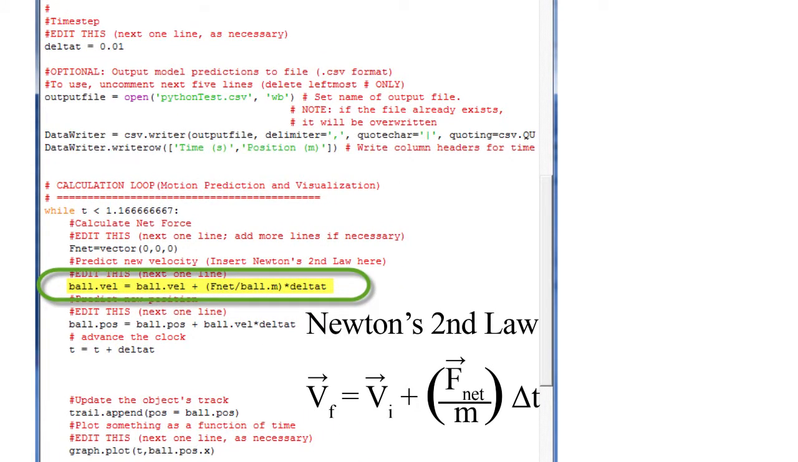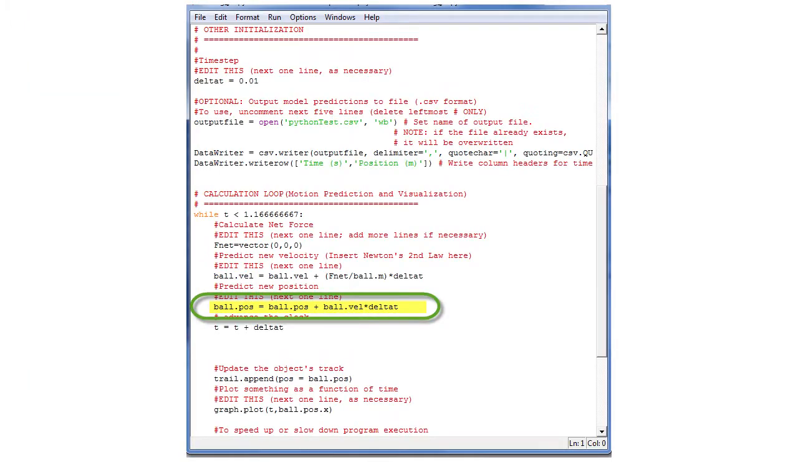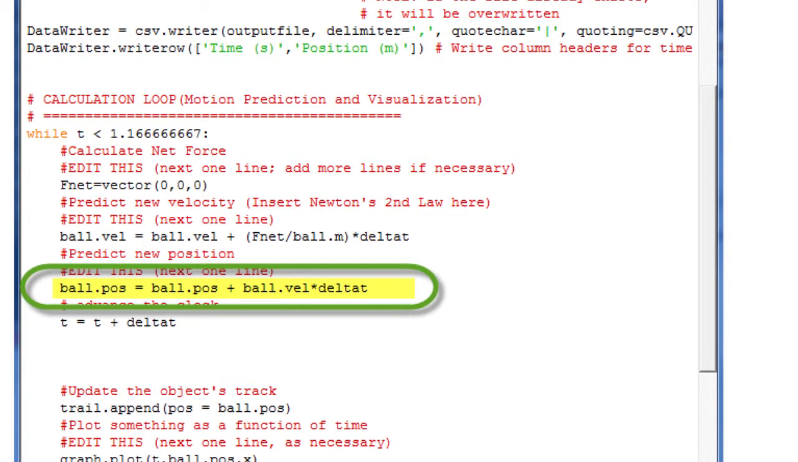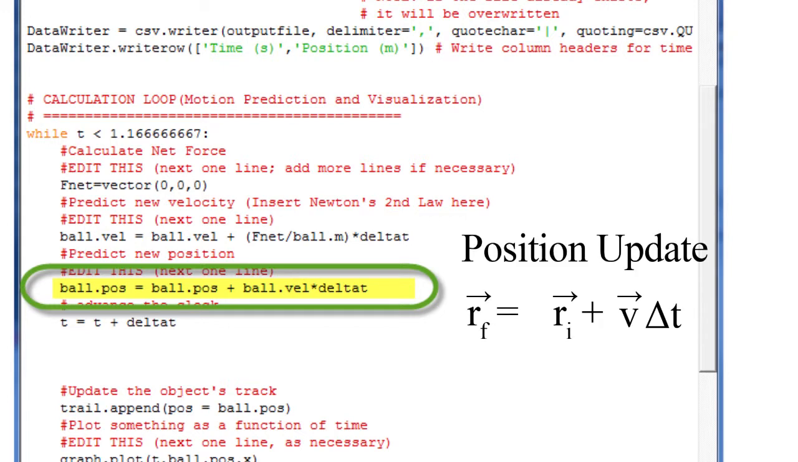Here I edited the Python code to match the Newton's second law formula I'm using. The jar's final velocity equals initial velocity plus net force divided by mass times delta t. Now I change the line of Python code to match the position update formula. The final position equals the initial position plus velocity times delta t.